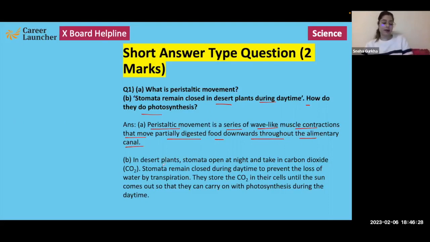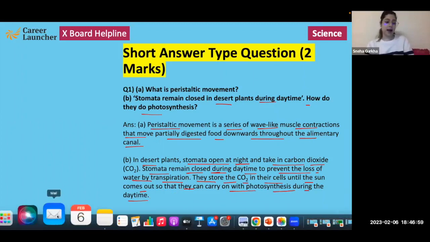So this is how we attempt this question. In desert plants, stomata open at night and take in carbon dioxide. Stomata remain closed during daytime to prevent the loss of water by transpiration. They store carbon dioxide in their cells until the sun comes out, so that they can carry on with photosynthesis during daytime. Right? So very straightforward and crisp answers are what we had to give.